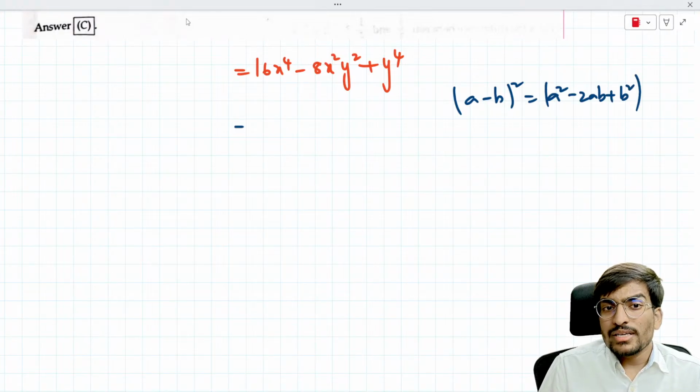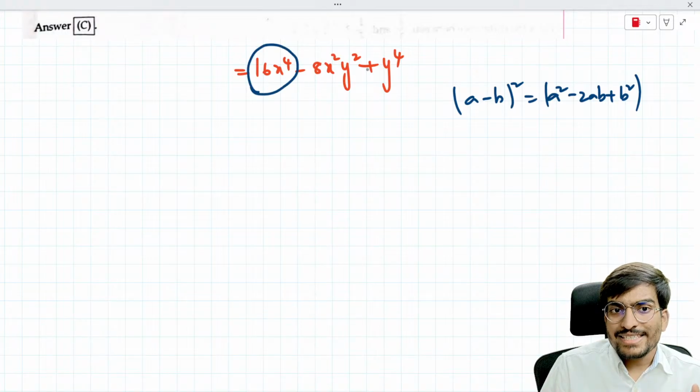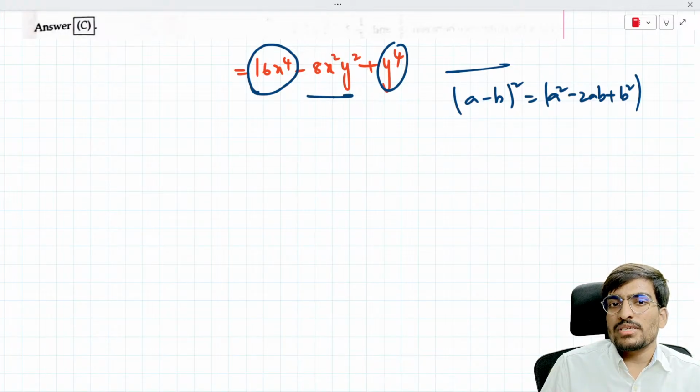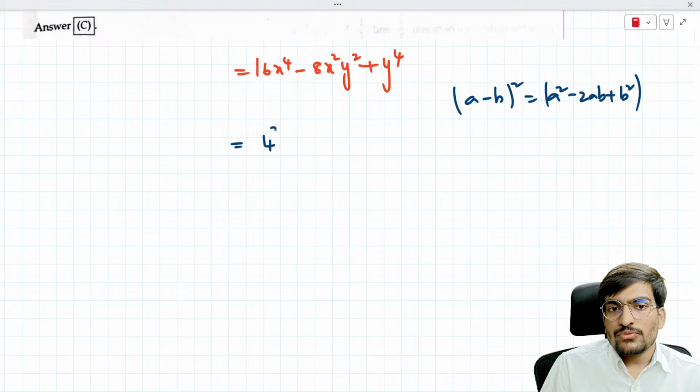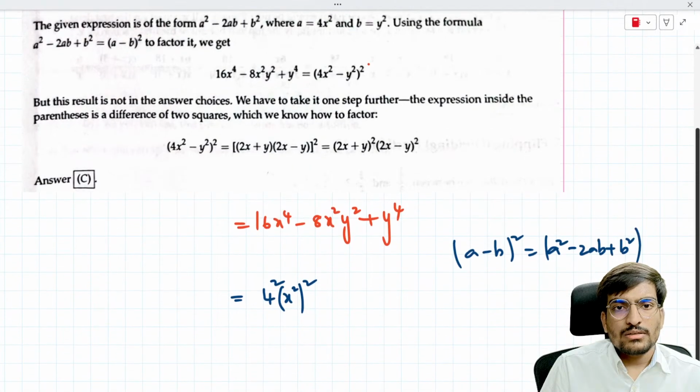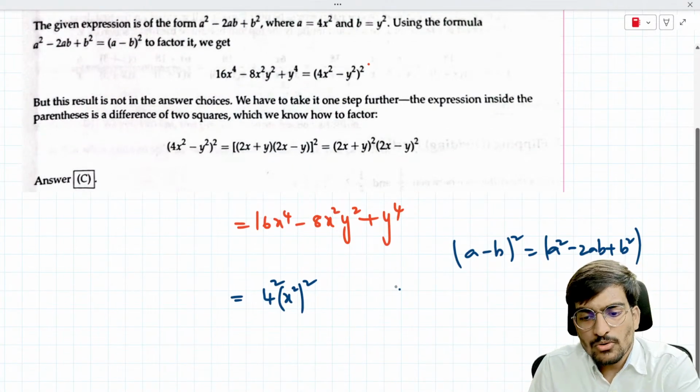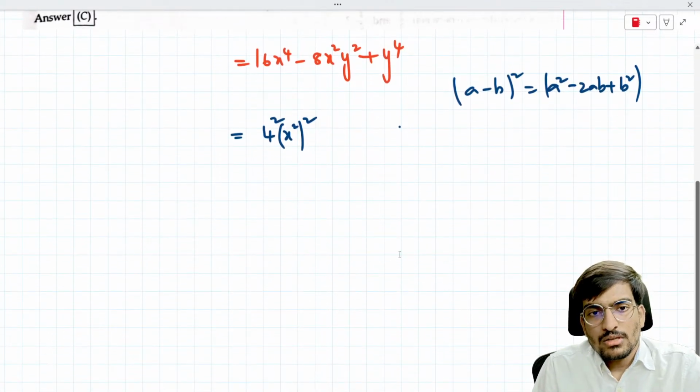Now how is it like that? Here x square, but power 4 is there. That is the difference, but still it is in this format. I will turn it now: a square, b square, and this is the 2ab format. So this one I'll turn as 4 square x square whole square. I thought it was the same question, but it is not the same question.